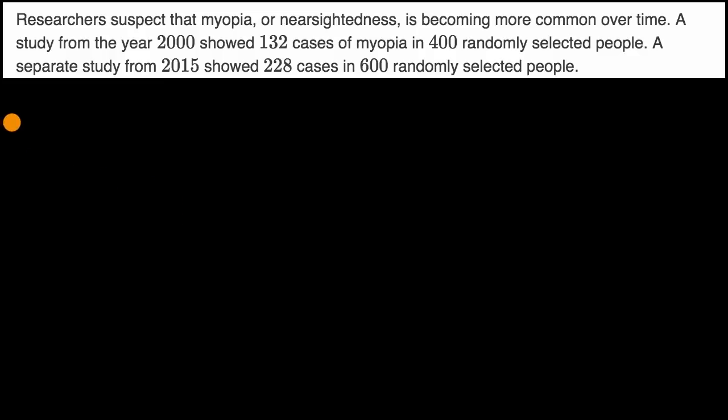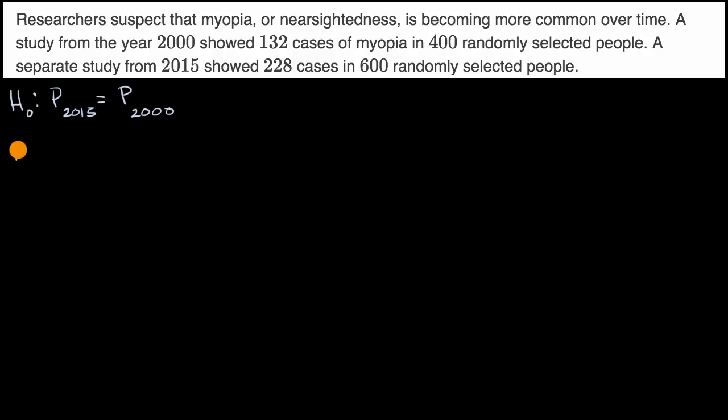So let's just start off by setting our null and alternative hypothesis. So remember, our null hypothesis would be that there's no news here. So that would be that contrary to their suspicions, myopia is not becoming more common over time. And so the way that we're measuring more common over time is we could look at the proportion of folks who have myopia in 2015 and compare that to the proportion in 2000. So our null hypothesis is that there's no difference, that the true proportion of folks who have myopia in 2015 is equal to the proportion of folks who have myopia in 2000.